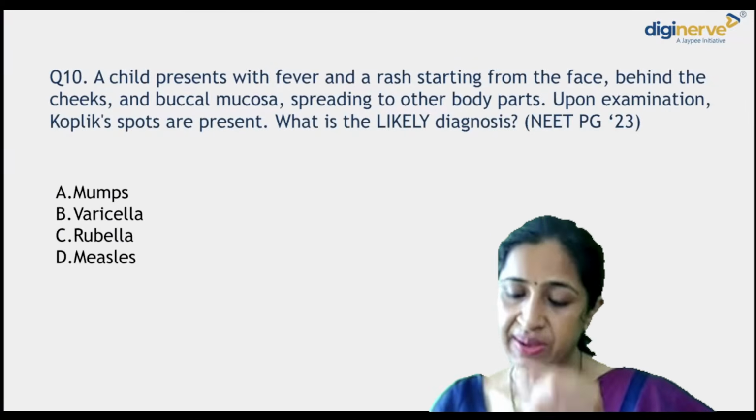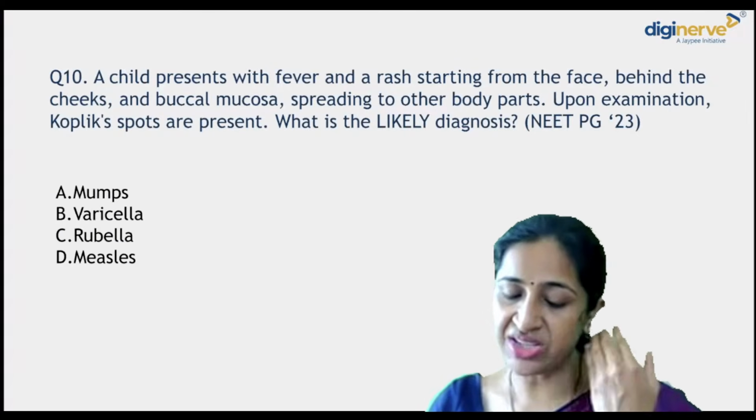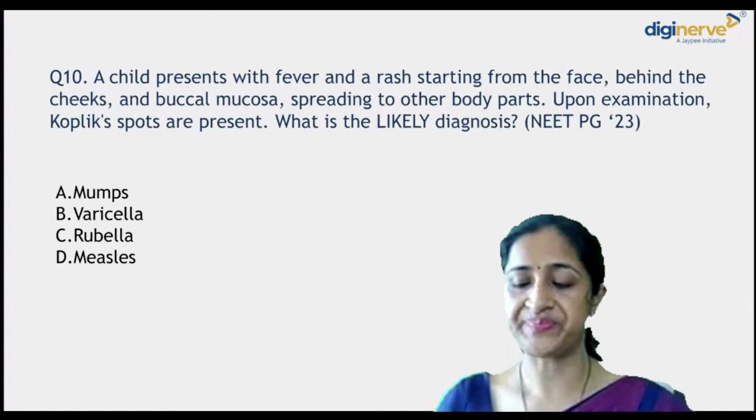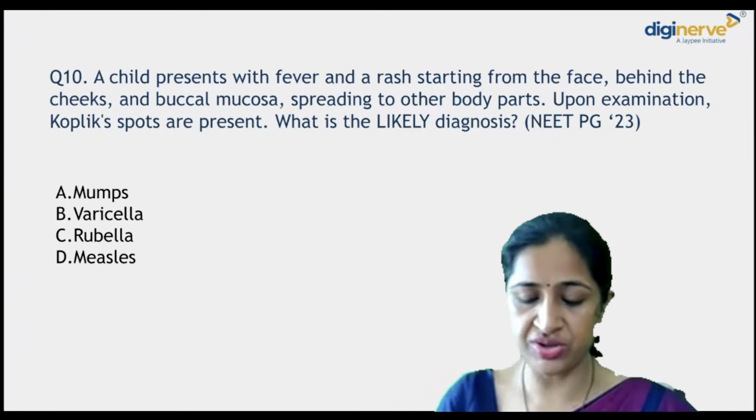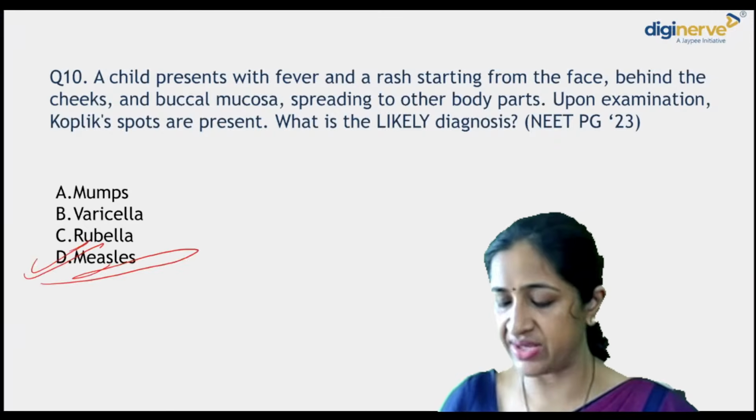Child presents with fever, rash starting from the face, behind the cheeks, buccal mucosa spreading to the rest of the body. Very simple clue they gave, Koplik spots. Answer is measles. Very, very, very simple.